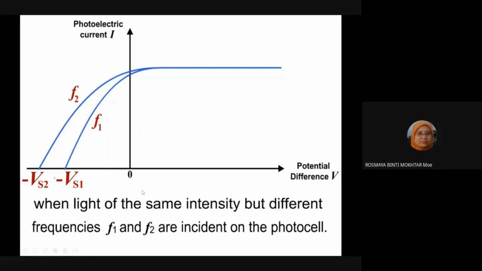So you must know the difference between the three graphs just now, when we use different material for the metal, different frequency, and different intensity. You are advised to know how to distinguish between the three types of graph. Next, you can do checkpoint 24.1. Continue with the one from yesterday.